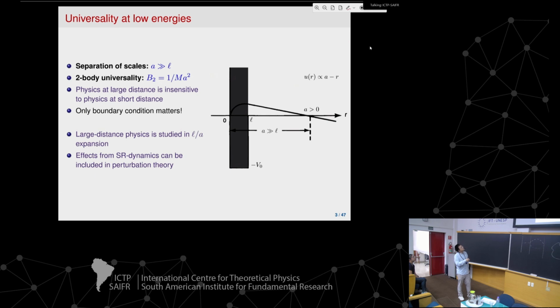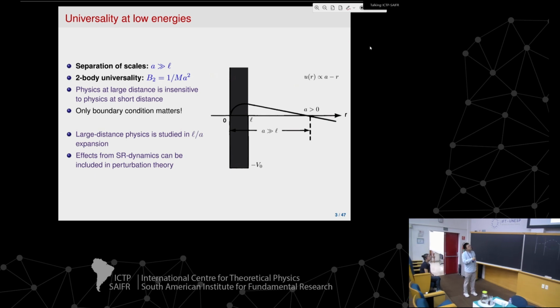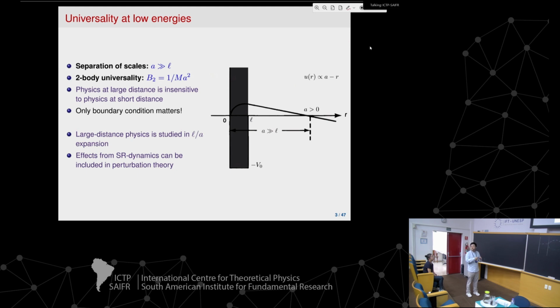So you can put a black box at the short-range part of the interaction, and the physics at large distances is insensitive to the details at these short distances. What only matters is the boundary conditions. So you only need to match to these boundary conditions, and any potential that can reproduce the same boundary conditions gives you the same long-range behaviors. And so you can study this large distance physics.